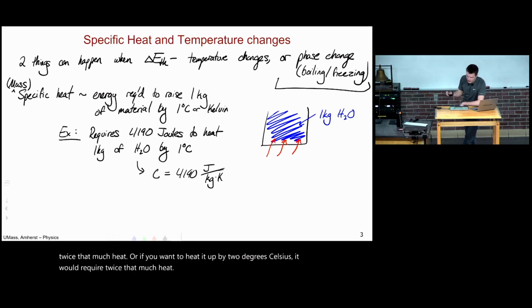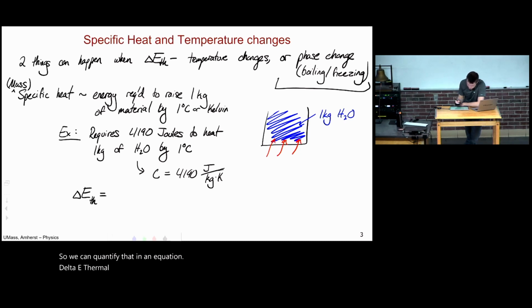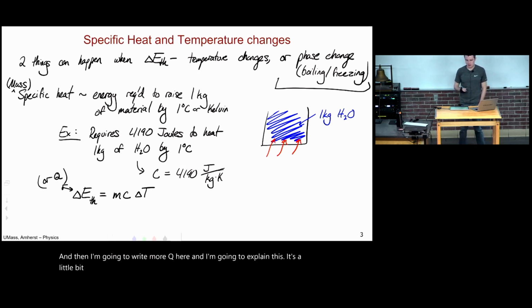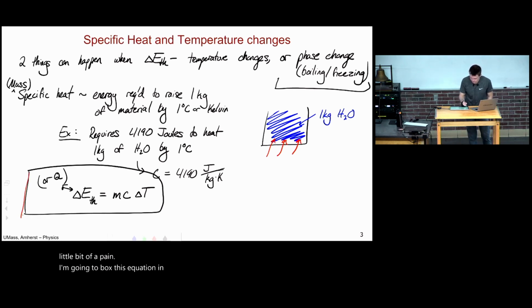So we can quantify that in an equation. Delta E thermal, which some people write as Q, I'm going to explain that in a second, is the mass of the material you're heating times little c, I'll just call it little c, not v, times delta T. And I'm going to write or Q here, and I'm going to explain this. It's a little bit of a pain. But I'm going to box this equation in a couple of colors.